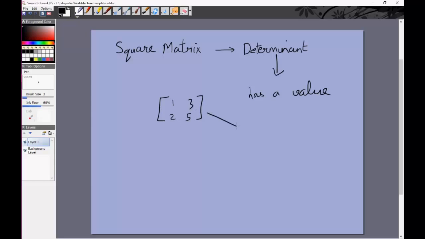However, corresponding to this square matrix, there will be a determinant. And the determinant is simply written just like the matrix, except instead of square brackets, we just have 2 bars around it. So if this is the matrix, this is the corresponding determinant.